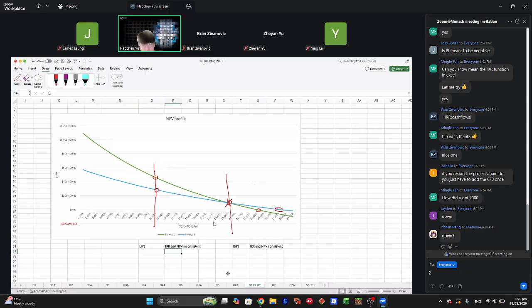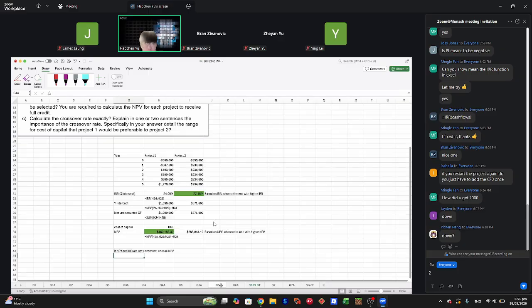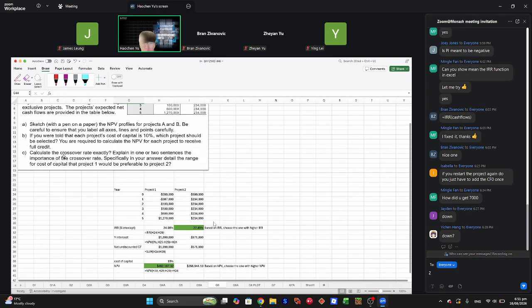Then the next challenge is that we want to know how we can find this point and what the name of this key point is. This one is called the crossover rate. As the name suggests, it is the point where these two NPV lines cross over each other. So this will be the third part of this question: we want to know what the crossover rate is and how we can calculate it.